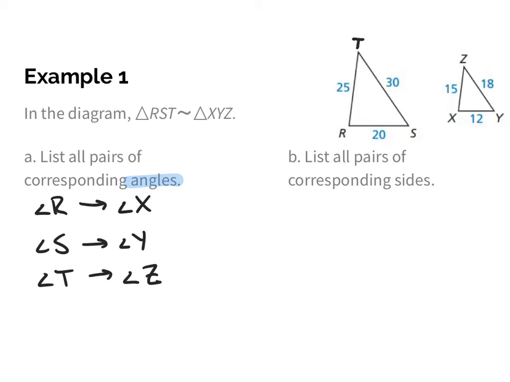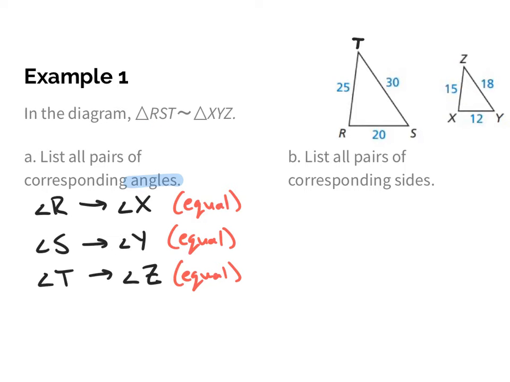And again, here's what I know about these: R and X are going to be equal. I know that S and Y are going to be equal. And lastly, I know that T and Z are going to be equal. Each of those sets of corresponding angles are always going to be equal because that is what gives something the same shape. Now, in terms of the sides, okay, I have RST and XYZ.